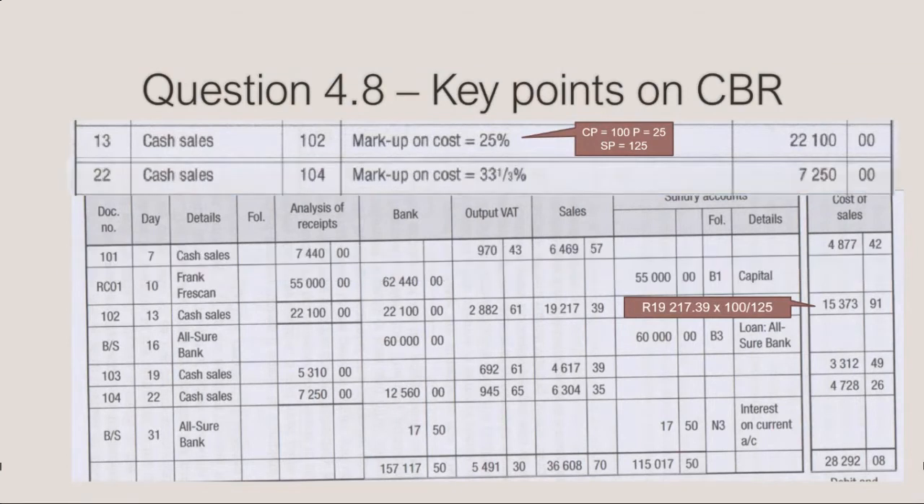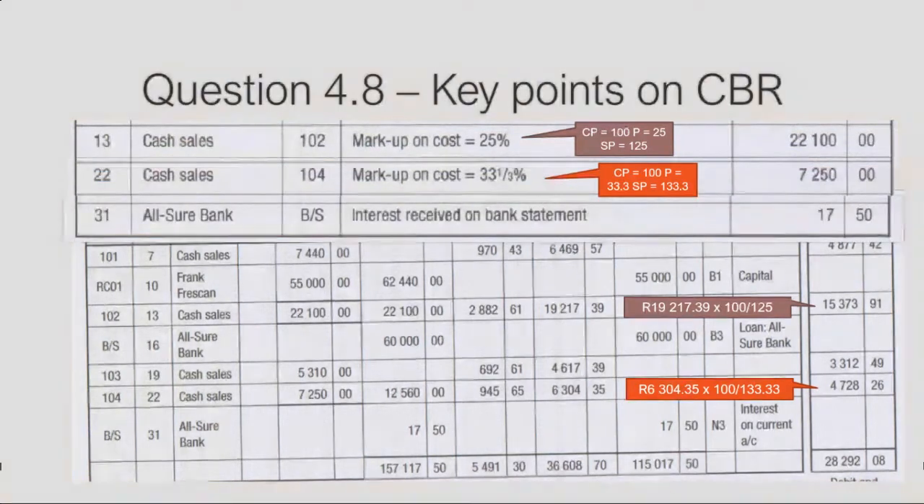15,373 Rand. Okay, then the next transaction, also on the 22nd, our markup was also on cost and it was 33.33%. So you apply exactly the same principle that you've applied for the previous transaction and you do the calculation exactly the same. Then on the 31st, they said you received interest on your bank statement.